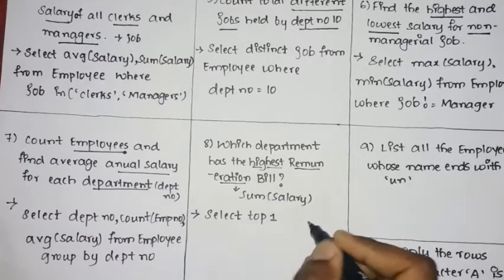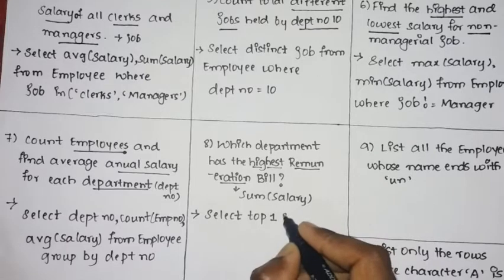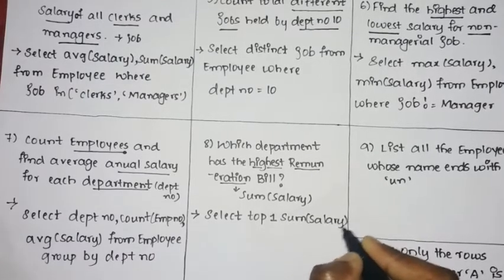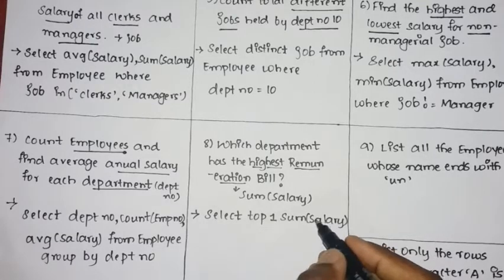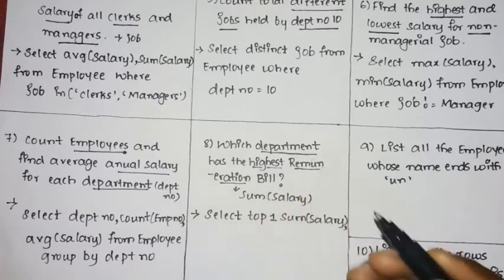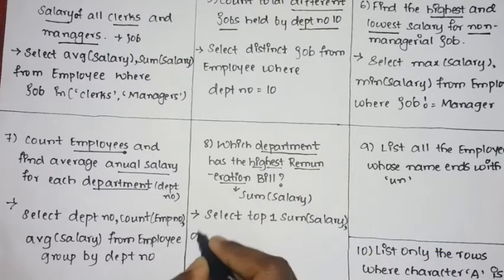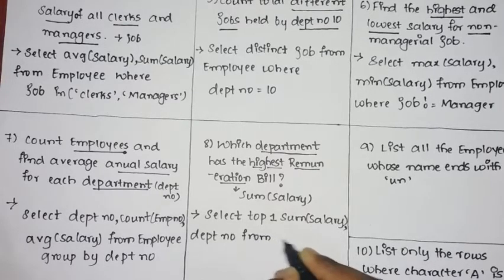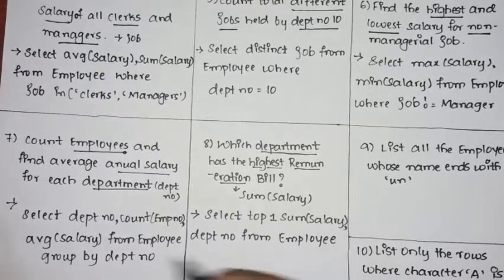So select top one, followed by the remuneration, which is the entire salary, which means you need to find the sum of salary. So select top one, sum of salary, comma, and they have also asked for which department, so you need department number. Then from the name of the table, from employee, and after that again you need to group it by department number.